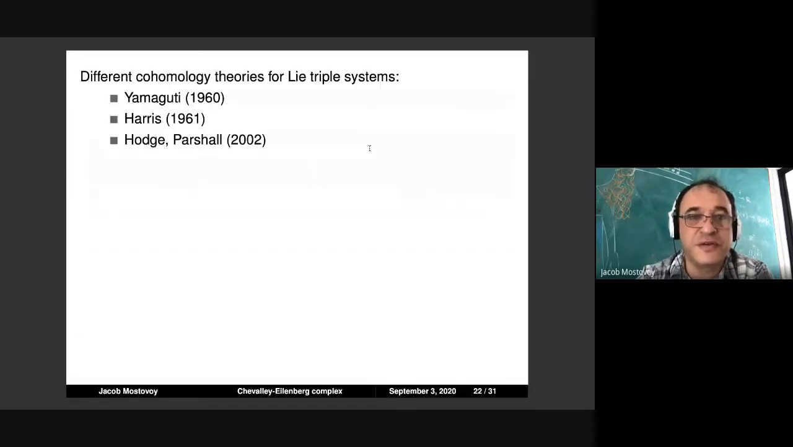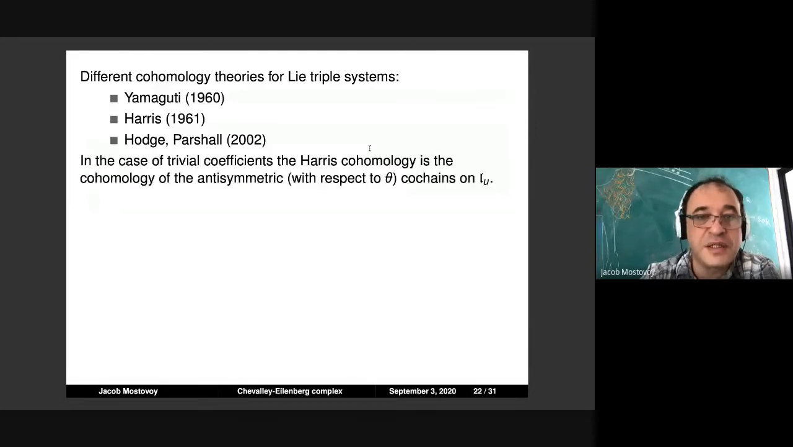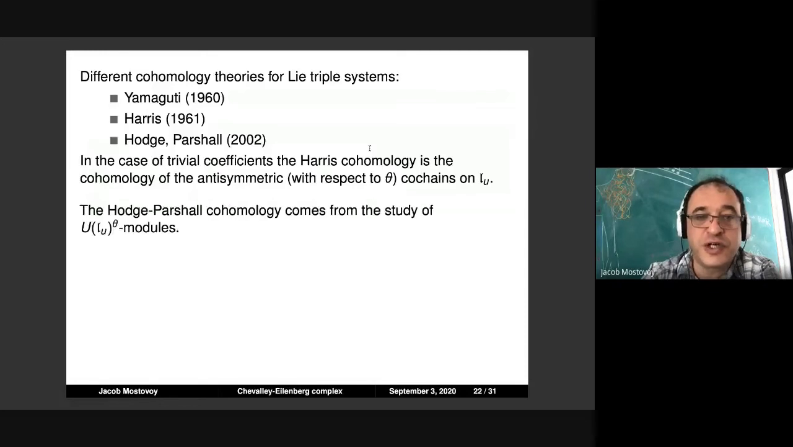So there are at least 3 cohomology theories for Lie triple systems, and none of them seems to be the same thing as the Sabinin algebra cohomology. So Harris cohomology and the cohomology of Hodge and Partial, they're defined in terms of the standard envelope of Lie triple systems.